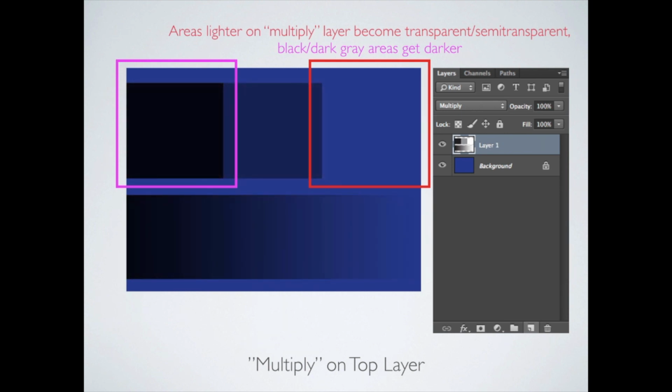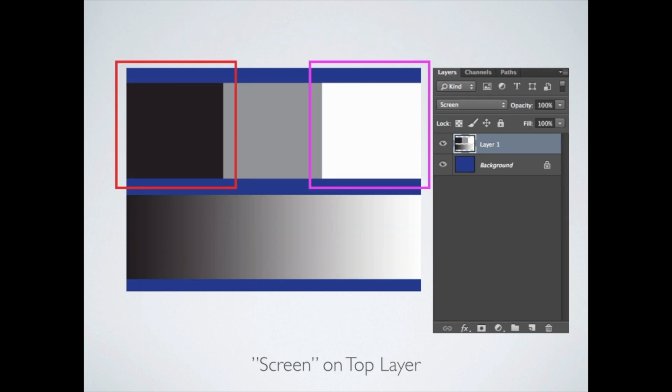So let's see how that actually happens here. Once I apply the blending mode to it, you see that the white goes away completely. It becomes transparent. The medium makes the blue a little bit darker, and the black makes the blue a lot darker. So if we switch blending modes to the next one, we're going to do screen. Remember, this was about lightening the image overall.